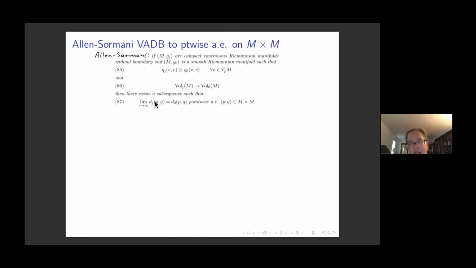And the problem is that we're getting pointwise almost everywhere for pairs in M cross M. But what we need is a large enough set where this will be uniform convergence, not in M cross M, but a large set in M for all the p's and q's in M, not pairs pq in some subset of M cross M.